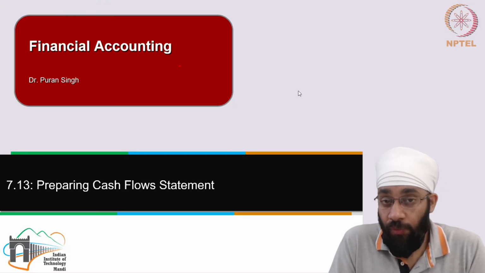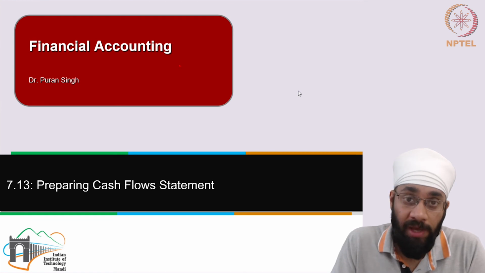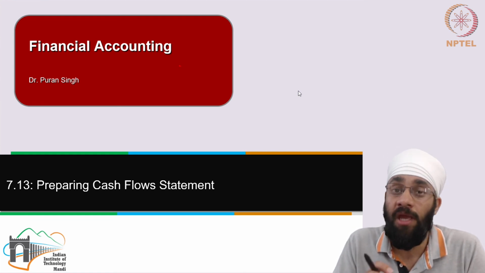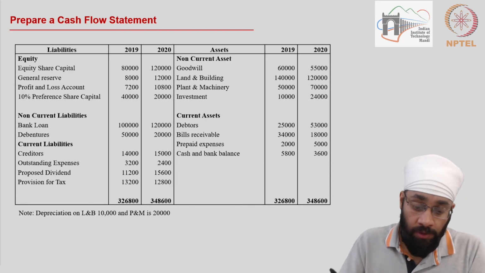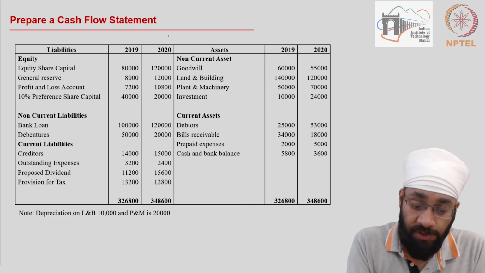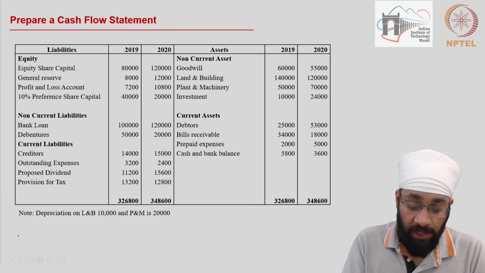Alright, now you are through with the three subsections of the cash flow statement. You know what goes where in the three subsections. Now it's time for us to prepare the cash flow statement at one go using the information from the balance sheet of the 2 years. On the screen you see a balance sheet where we have balances for 2019 and 20. We are going to use the balance sheet, and this is all we have.